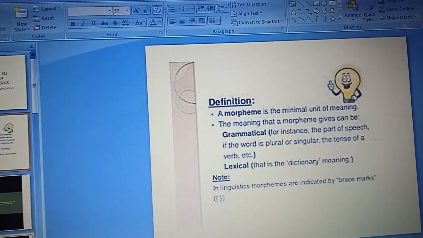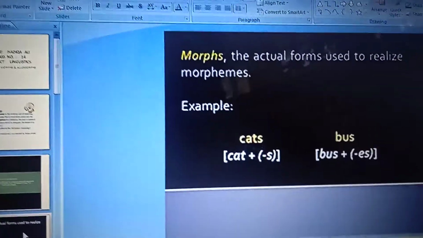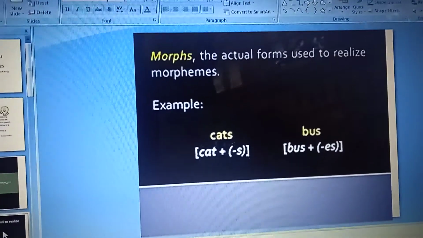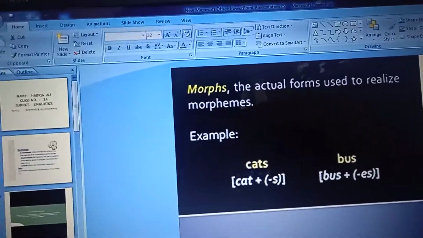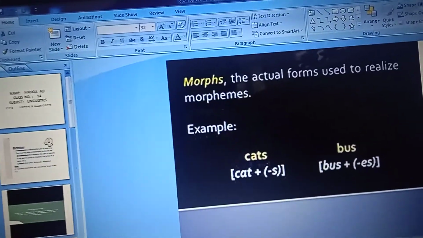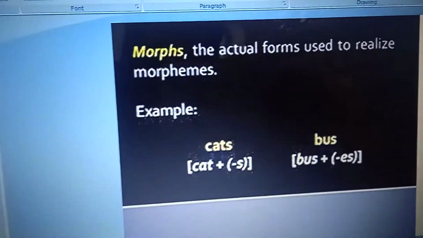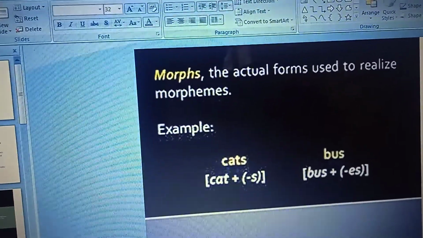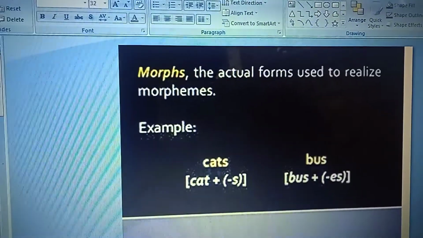Now coming toward my main topic, which is morphs. So a morph is the actual form used to realize a morpheme. Morpheme is something abstract, as ma'am has told us in the topic of how language derives from notes. So ma'am has told us that there will be notes in our mind. If we talk about bus, if we say there is a bus, bus gives us a specific meaning.